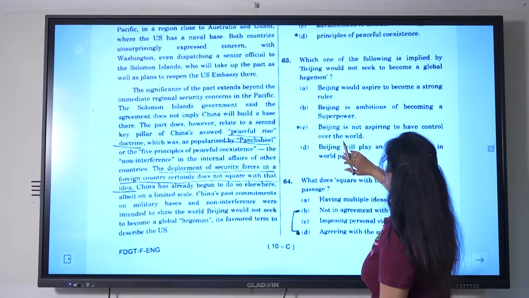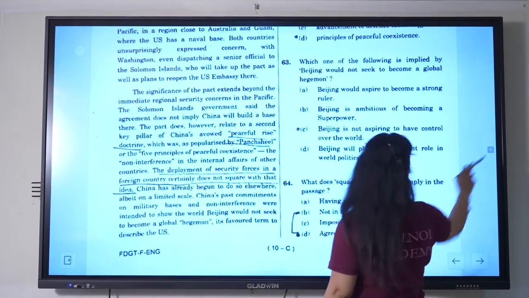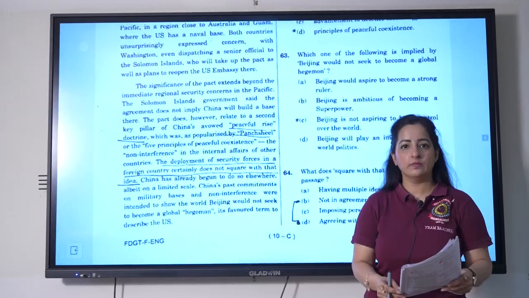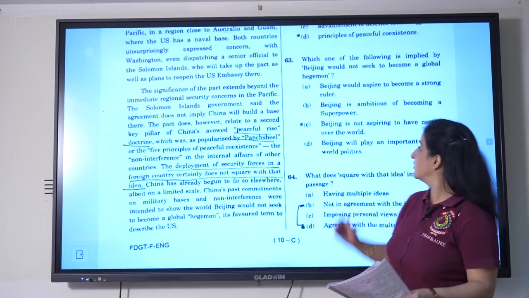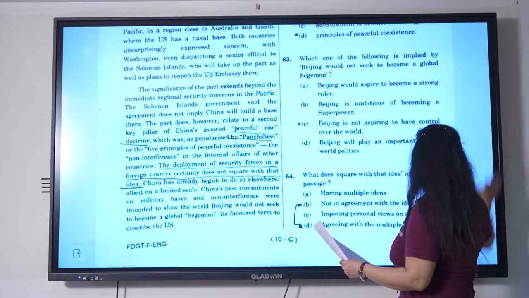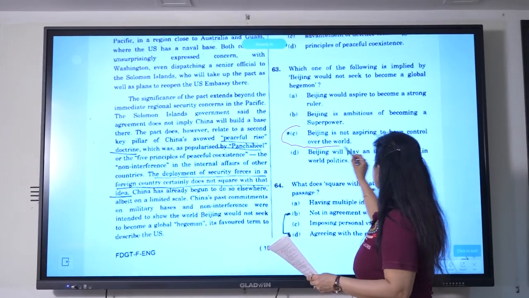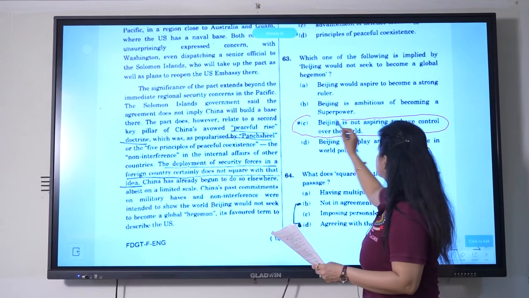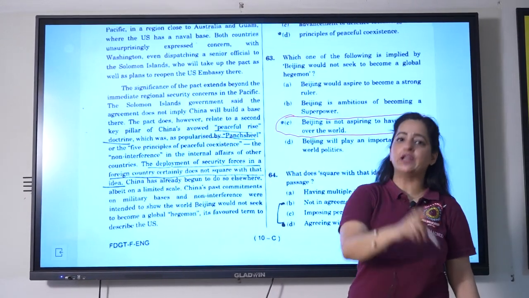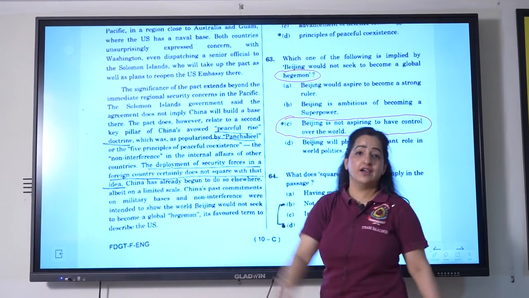Which one of the following is implied by Beijing would not seek to become a global hegemon? The answer is, continuing with question 63, the correct answer is Charlie. Beijing is not aspiring to have control over the world. Again, here it is boiling down to your vocabulary. You ought to know the meaning of the word hegemony.